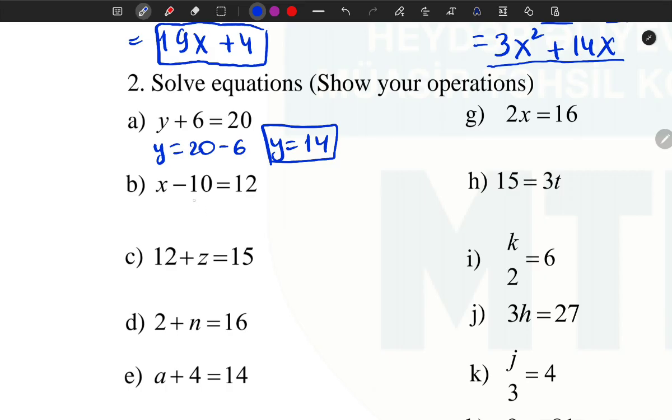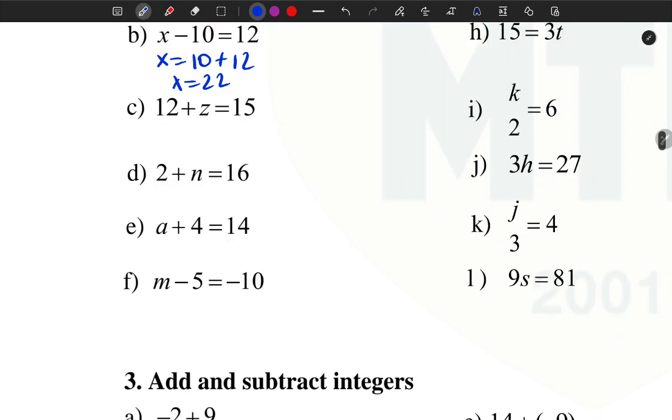Here is subtraction, and we know the inverse operation of subtraction is addition. That's why we need to add 12 and 10, and we get from here 22. Variant C, 12 plus z equal to 15. To find z, we need to subtract 12 from 15. 15 minus 12 gives us 3. Z is 3. Variant D, 2 plus n gives us 16.